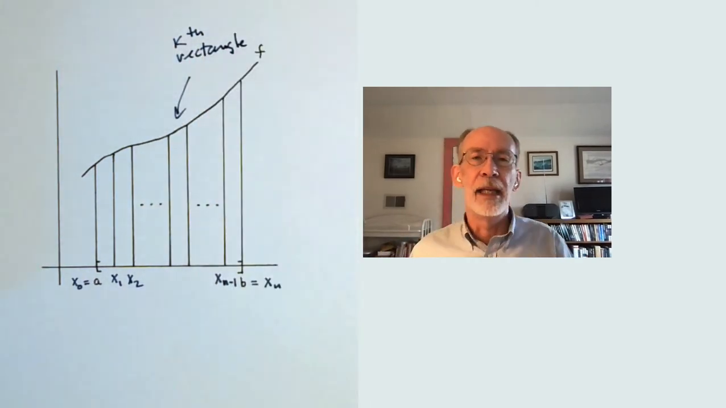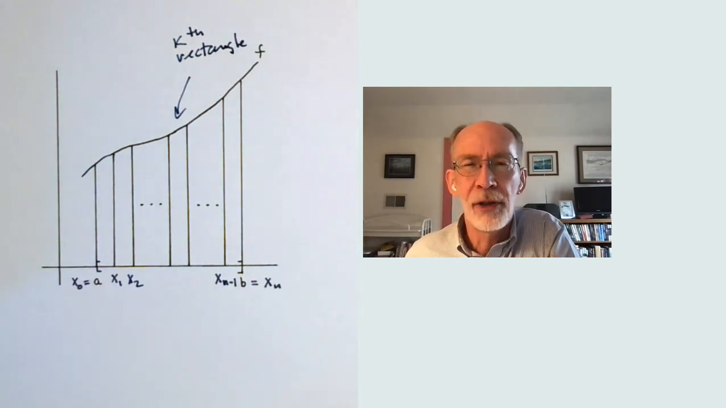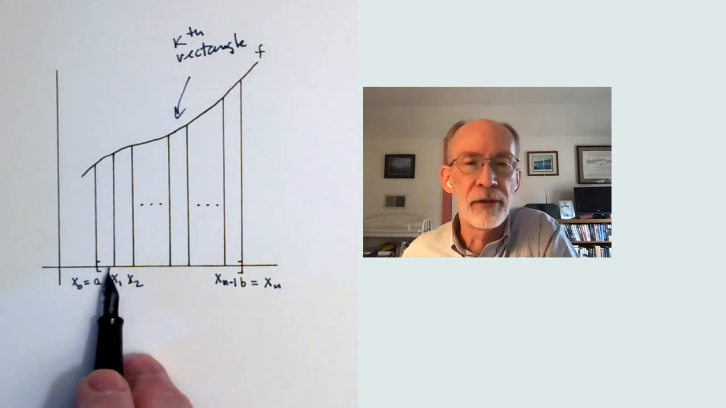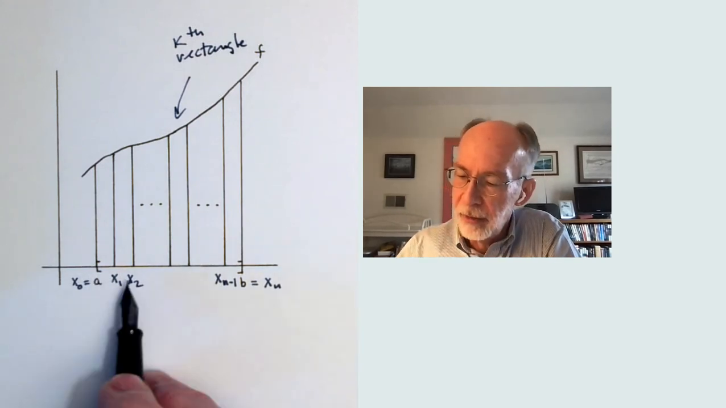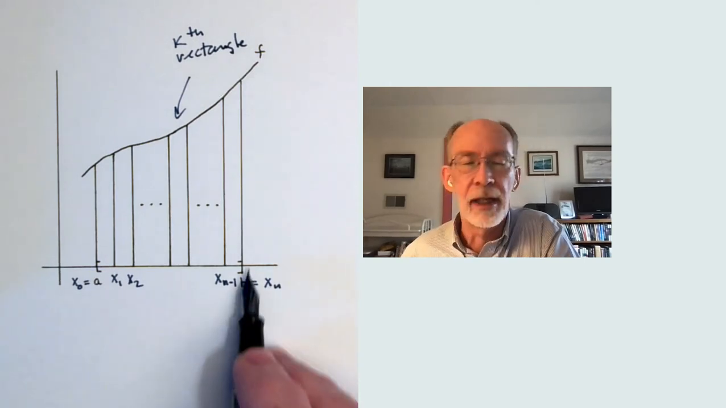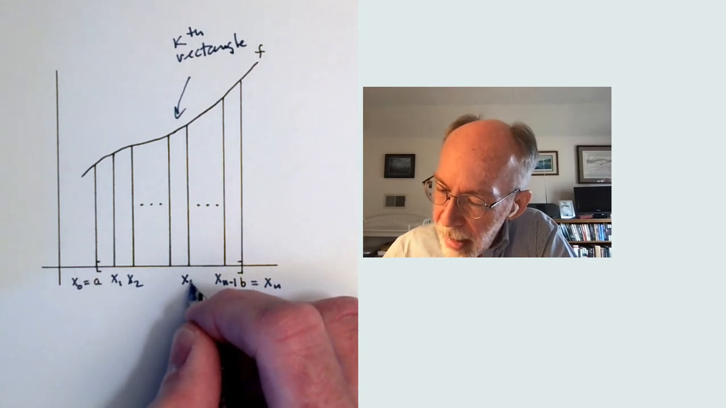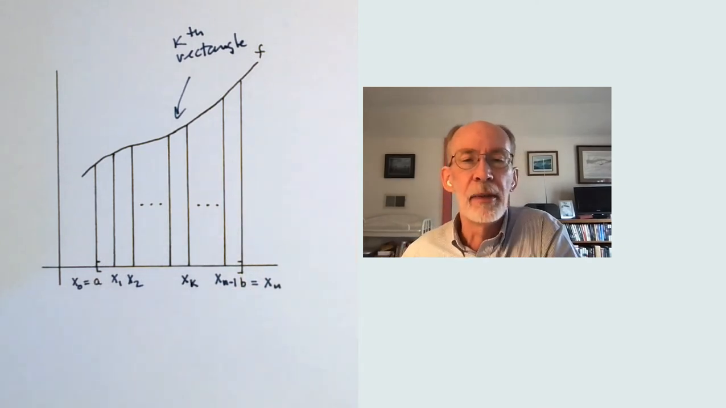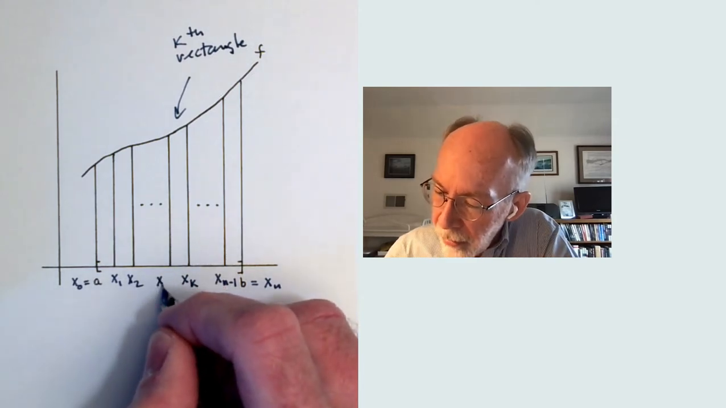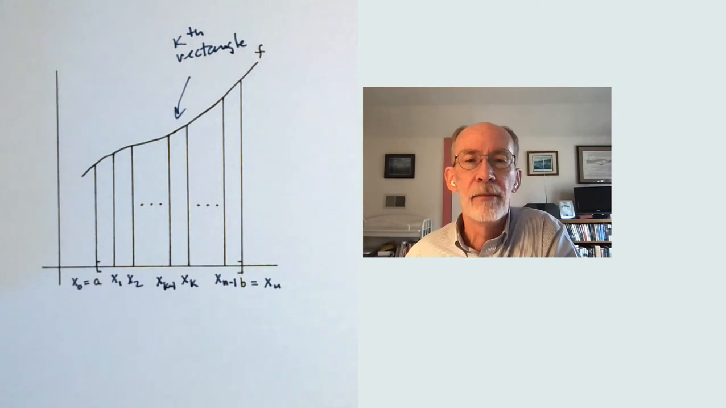So k will be the index we'll use to count which rectangle we're on. And so how should we label that? Well, we have x1 at the right edge of the first rectangle. We have x sub 2 at the right edge of the second rectangle. We have x sub n at the right edge of the nth rectangle. It seems logical that we would have x sub k at the right endpoint of the kth rectangle, and so x sub k minus 1 would be the next one to its left.